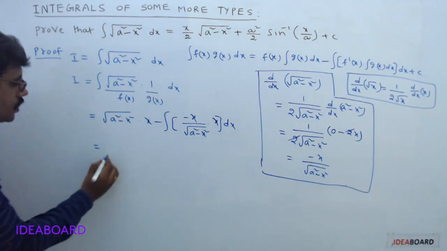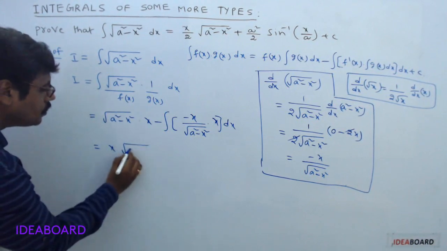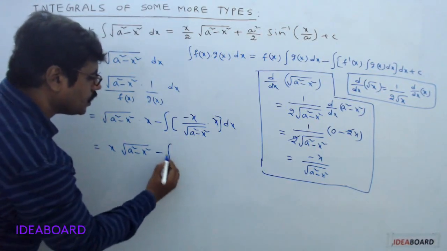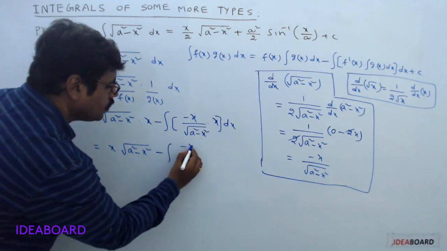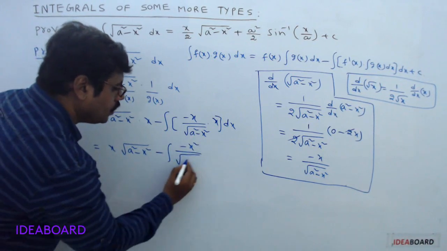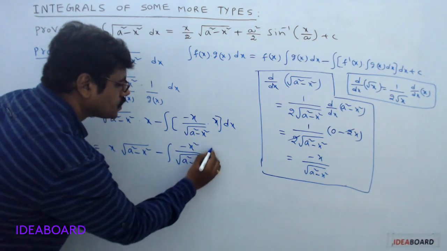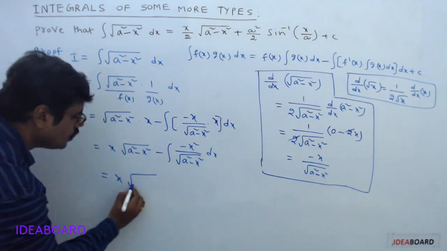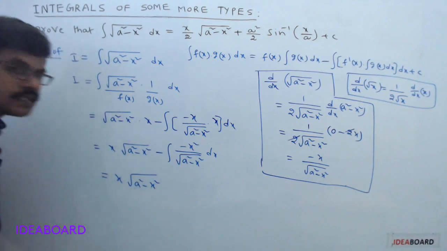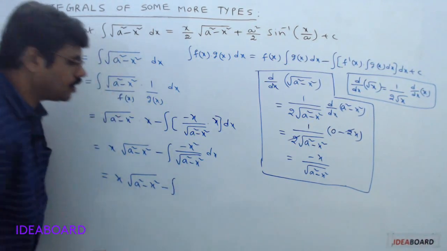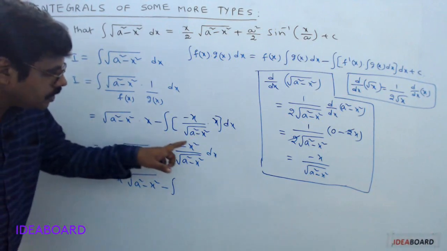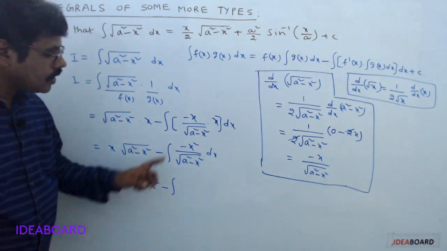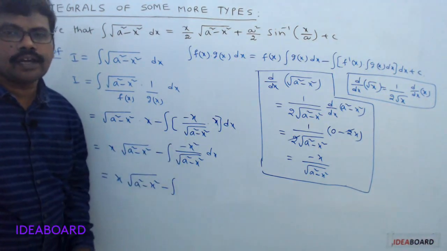Now do the simplification. This can be taken as x into root of a square minus x square. This is minus integral minus x into x minus x square divided by root of a square minus x square dx. Now this is equal to x into square root of a square minus x square minus integral of, here I want a square minus x square in the numerator. How will I get a square minus x square in the numerator?